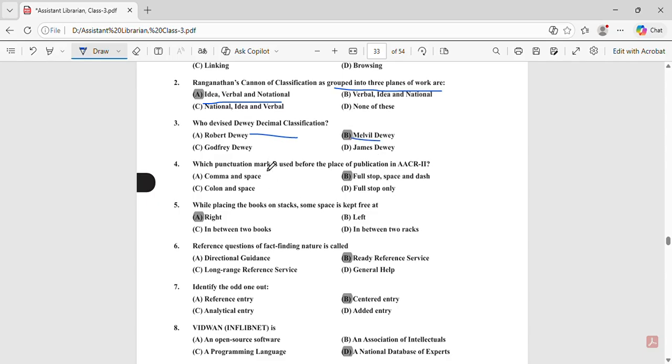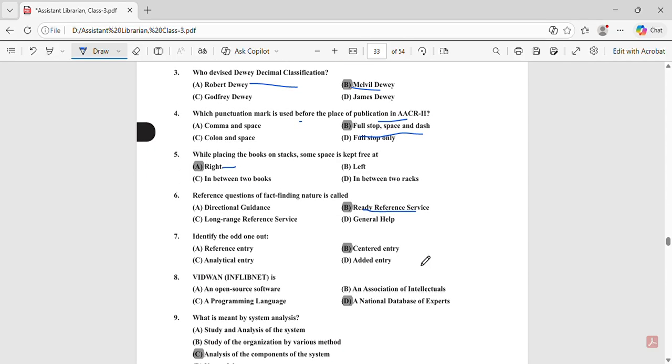Which punctuation mark is used before the place of publication in AACR 2? Full stop, space and dash. When placing the book on the stack, some space is kept free at the right. Reference question of fact finding nature is called as the ready reference service.